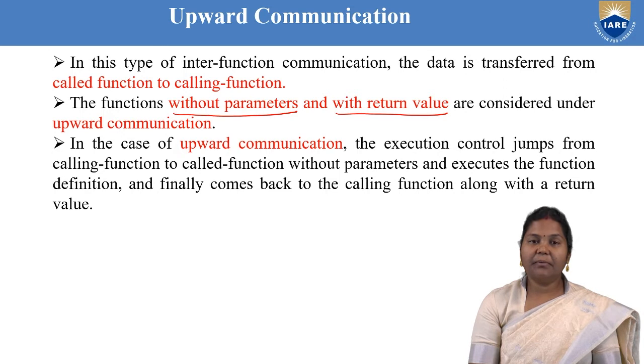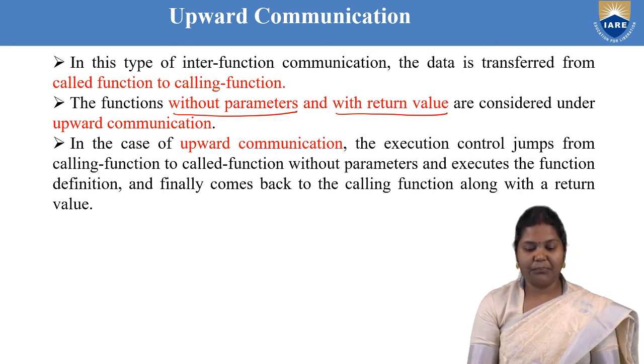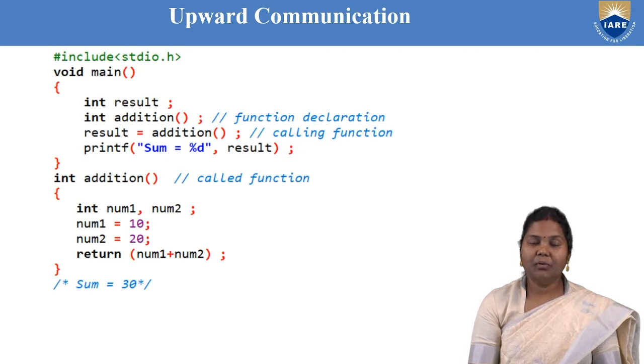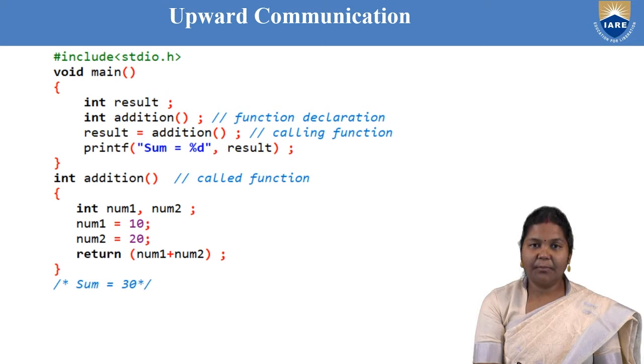In upward communication, the execution control jumps from the calling function to the called function without parameters, executes the function definition, and finally comes back to the calling function along with a return value. So let us see how to do it in a program. With the same example, we'll just modify the code a little bit.